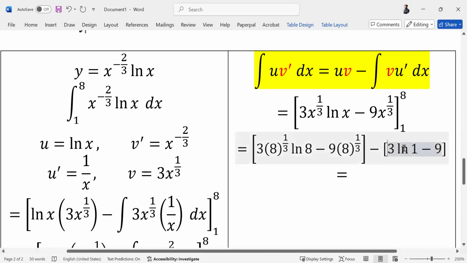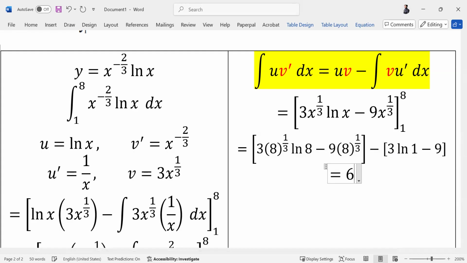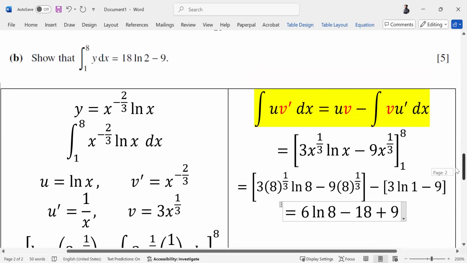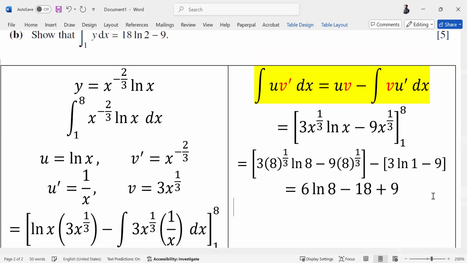Now ln 1 is 0. And what am I left with? 3 and into cube root of 8 is 2. 3 2s are 6 ln 8 minus 9 2s are 18 plus 9. Is that right? So what am I left with? 6 ln 8 minus 9.